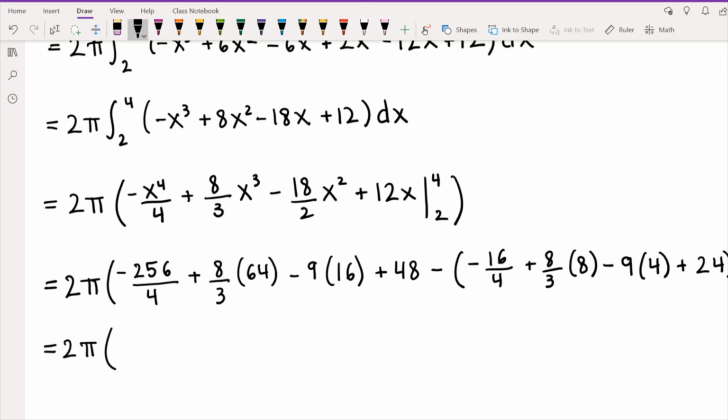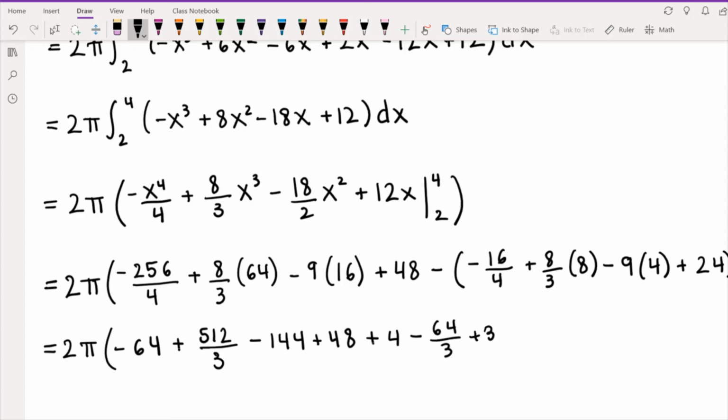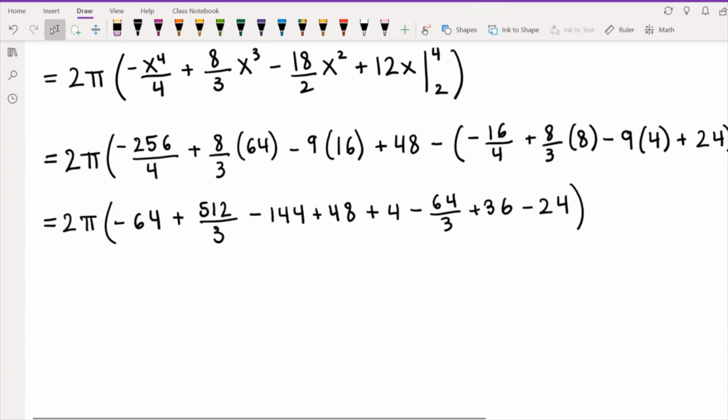So negative 256 over 4 is negative 64. And then we have 8 times 64 is 512 over 3. And then we have 9 times 16, which is negative 144. And we have plus 48. And now we have plus, so 16 over 4 is 4. And now we have minus 64 over 3. And now we have plus 36. And now we have minus 24.